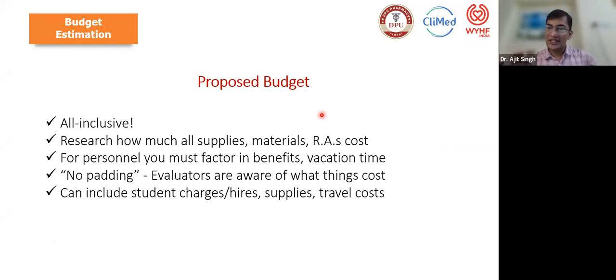You should not think that if I cut down two research assistants or two research associates from the budget, then the lesser budget will convince the funding agency. Not at all. If you are not including everything, that means you are overburdening your staff. You are going to cut down the cost somewhere, and you are going to compromise the research. So the proposed budget should include everything, all inclusive.